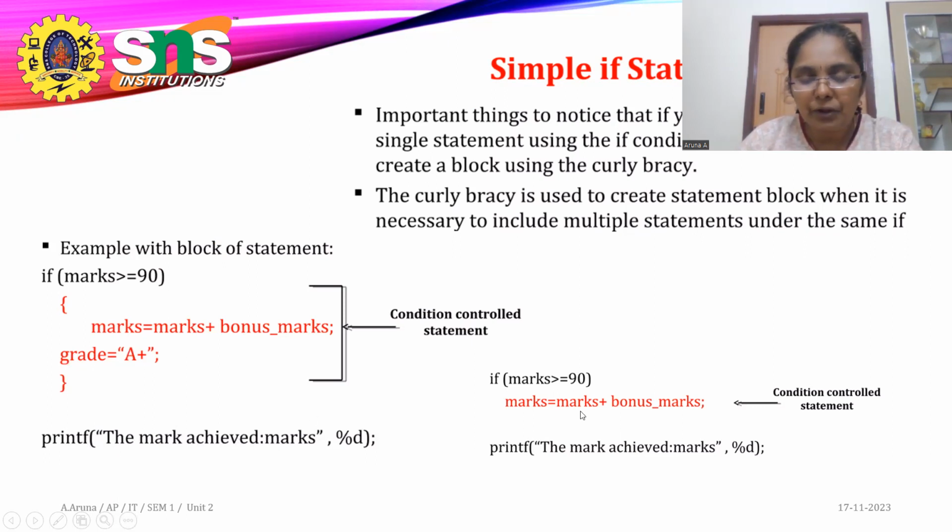The same example I have quoted like this: if mark is greater than or equal to 19, but without the curly braces. In this case, if this condition is true, it will execute this statement. If the condition is false, it directly comes out of the if and displays this one. In the first case, if the condition is true, both statements will be executed, and after executing them it will print the statement. If the condition is false, it directly comes over here. So here the conditional control statement depends only on the curly braces.